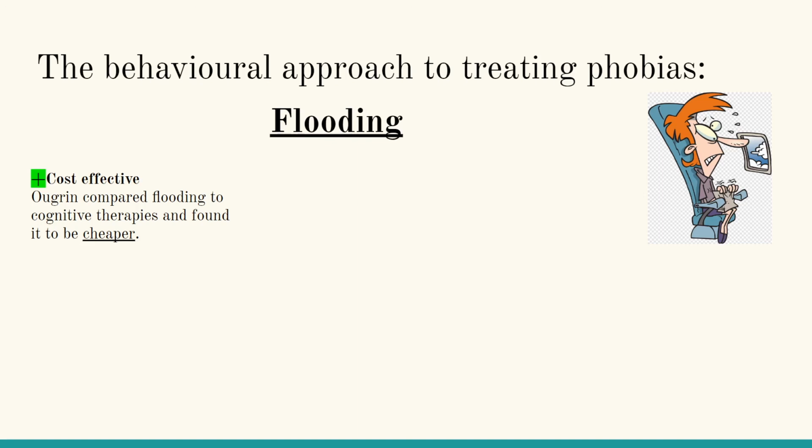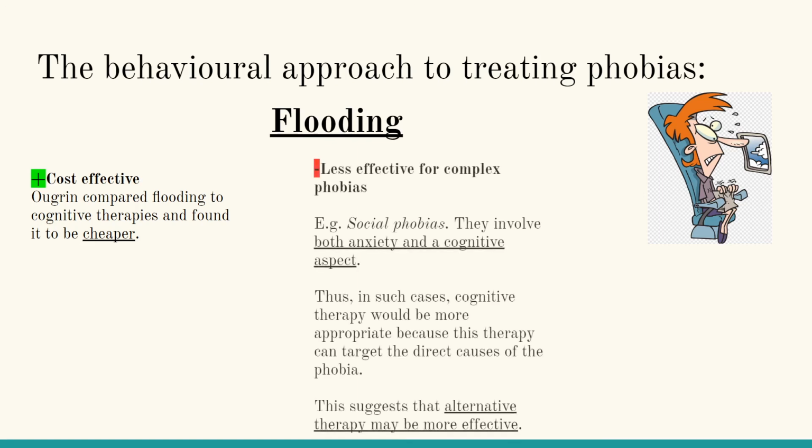However, there is a negative to flooding. Flooding is less effective for complex phobias. For example, social phobias involve both anxiety and a cognitive aspect, i.e., thinking unpleasant thoughts about a situation. Thus, in such cases, cognitive therapy may be more appropriate because this therapy can target the direct causes of the phobia as opposed to the indirect causes. Therefore, this suggests that alternatives may be more appropriate.